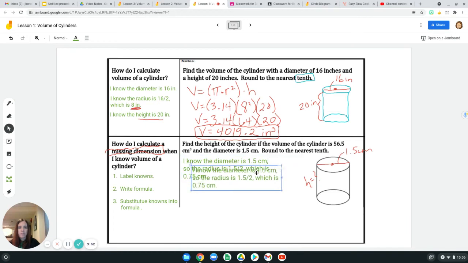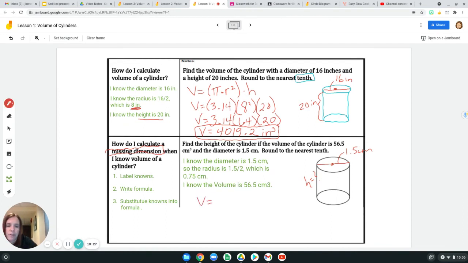So let me duplicate this here. I know my volume. They told us the volume. So I'm going to type in here, I know the volume is 56 and 5/10 centimeters cubed, right? Okay. So I've labeled my knowns and I've written my knowns. Now I'm going to write my formula.